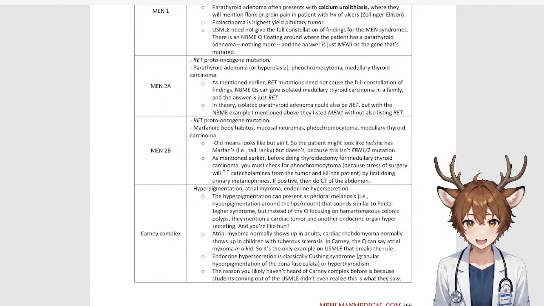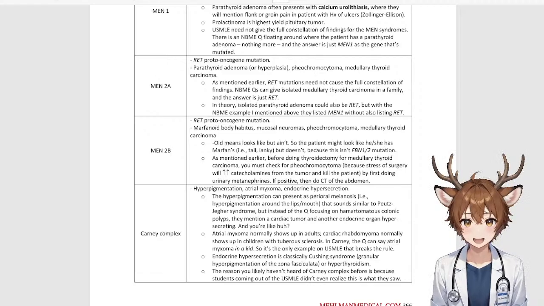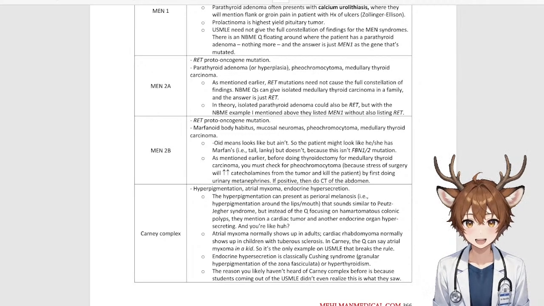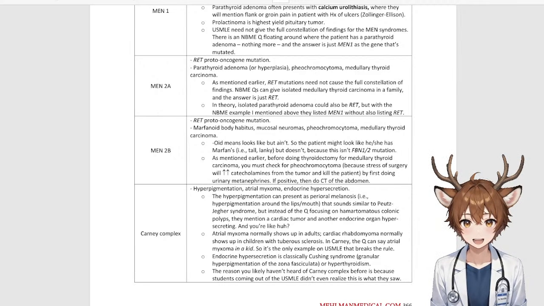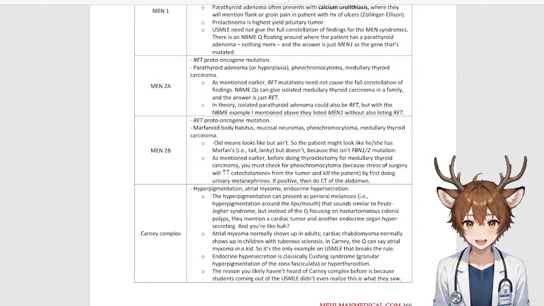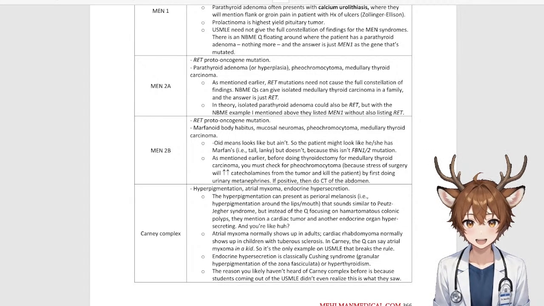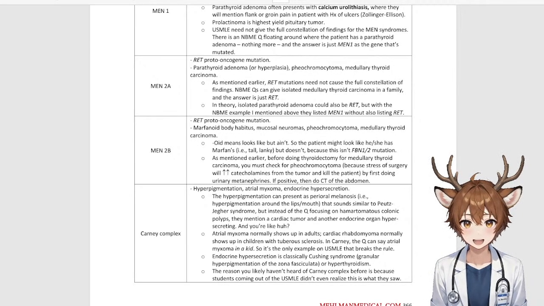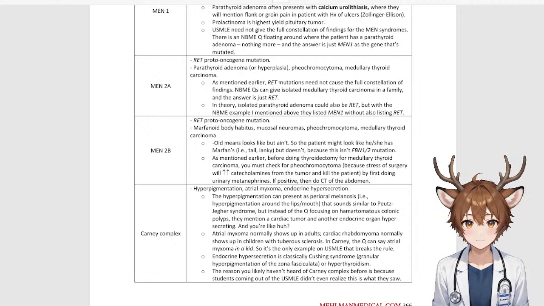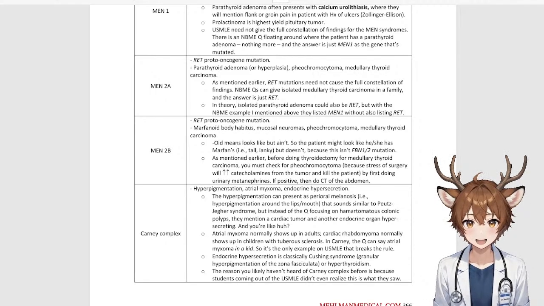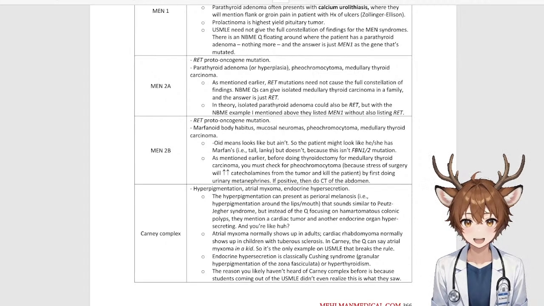Well, it's Carney complex. Atrial myxoma normally shows up in adults. Cardiac rhabdomyoma normally shows up in children with tuberous sclerosis. In Carney, the question can say atrial myxoma in a kid, so it's the only example on USMLE that breaks the rule. Endocrine hypersecretion is classically Cushing syndrome, granular hyperpigmentation of the zona fasciculata, or hyperthyroidism. The reason you likely haven't heard of Carney complex before is because students coming out of the USMLE didn't even realize this is what they saw.